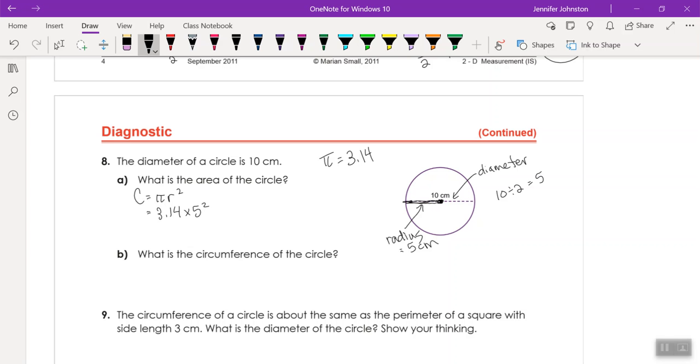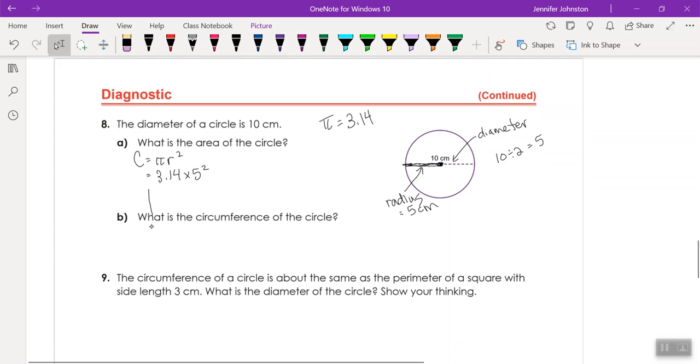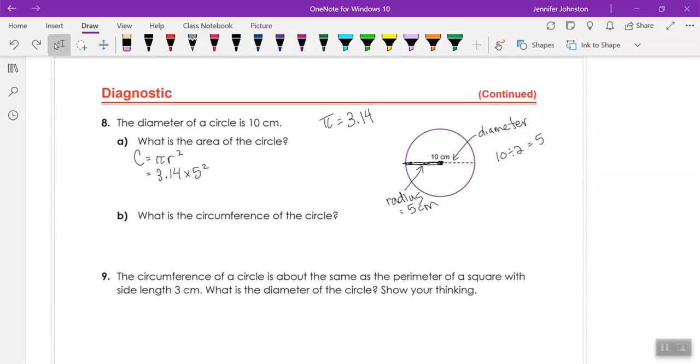Because 5 squared means multiplying itself, 5, and again, a 5. So this is actually 3.14 times 25, and 3.14 times 25 gives us 78.5. And is that it? Nope, we still have to write centimeters squared because we're finding the area.